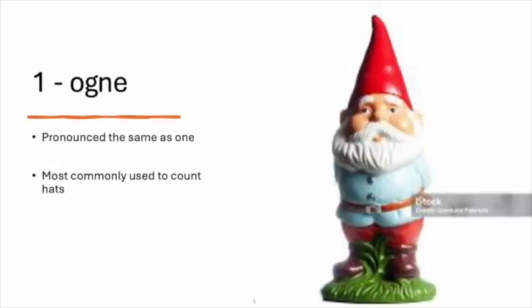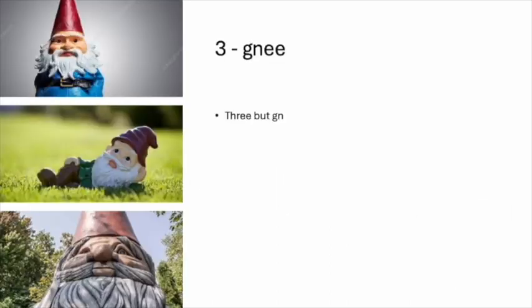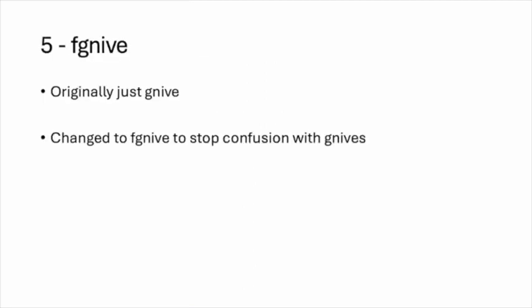Alright, next we have 1, and it's mostly used to count, gnomes mainly use it to count the number of hats that they can wear at any given time. And next up we have Sherlock, and this is obviously named after Sherlock Gnomes. Next we have knee, and after knee there's gnaw, and then there's fnive, and this was originally just knife, but it was changed to fnive to stop confusion with knives, which is what gnomes use to cut up their vegetables.